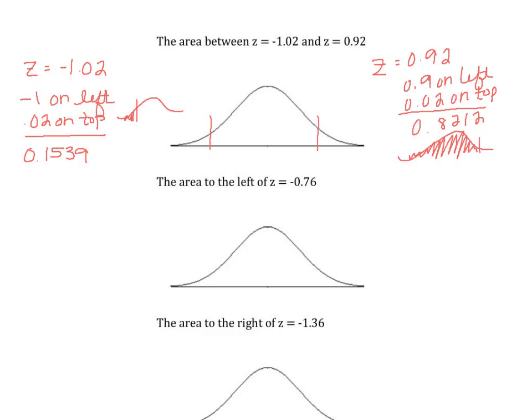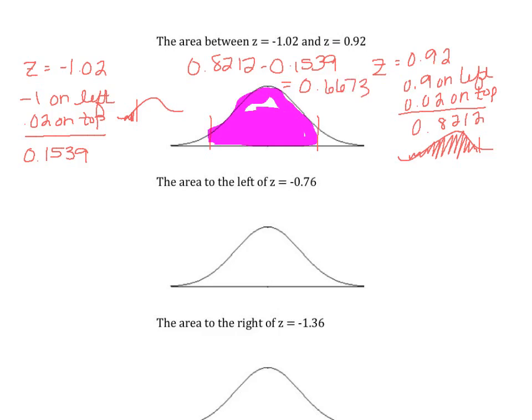To find the area in between, all we need to do is take 0.8212 from our z-score of 0.92 and subtract our first z-score, 0.1539. When we subtract, we get 0.6673. So that is our area in between here that we can shade.